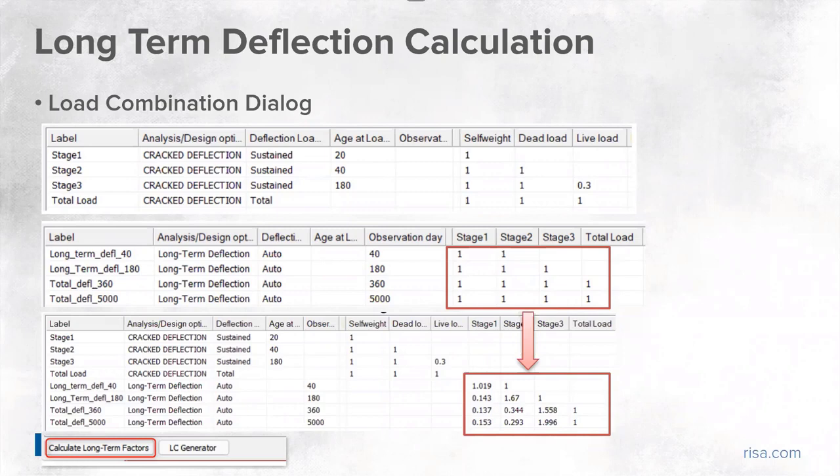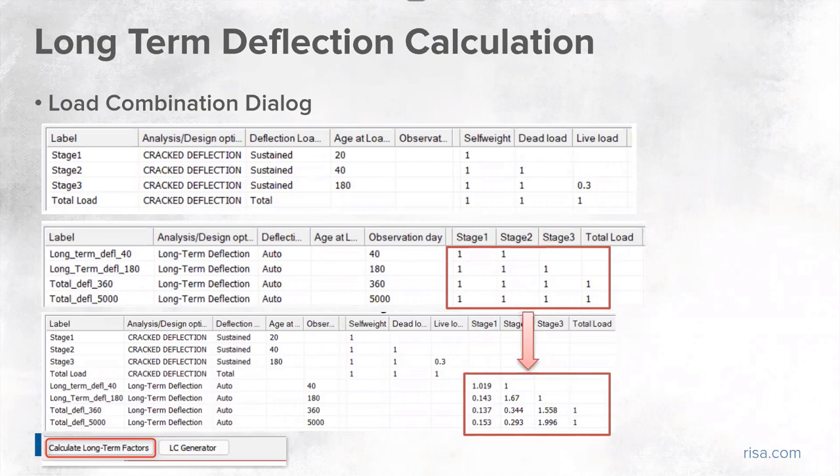So at stage three, which will be our 180 days duration, we will add our live load. As you can see here, we have a 0.3 factor for the live load, which essentially means that 30% of the total live load will be sustained, which is our assumption here at 180 days. And then at the very last, we have our total load, which basically includes all the loads.